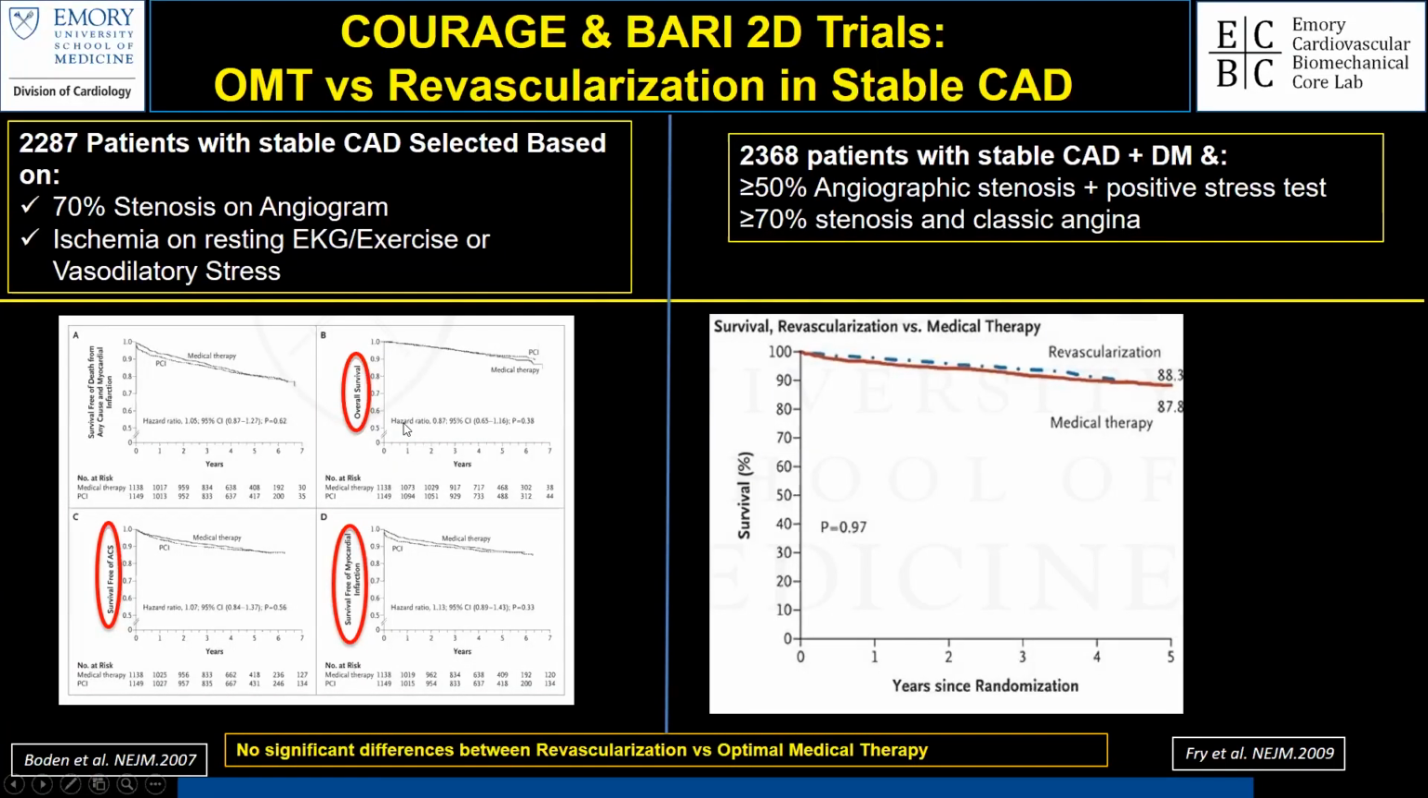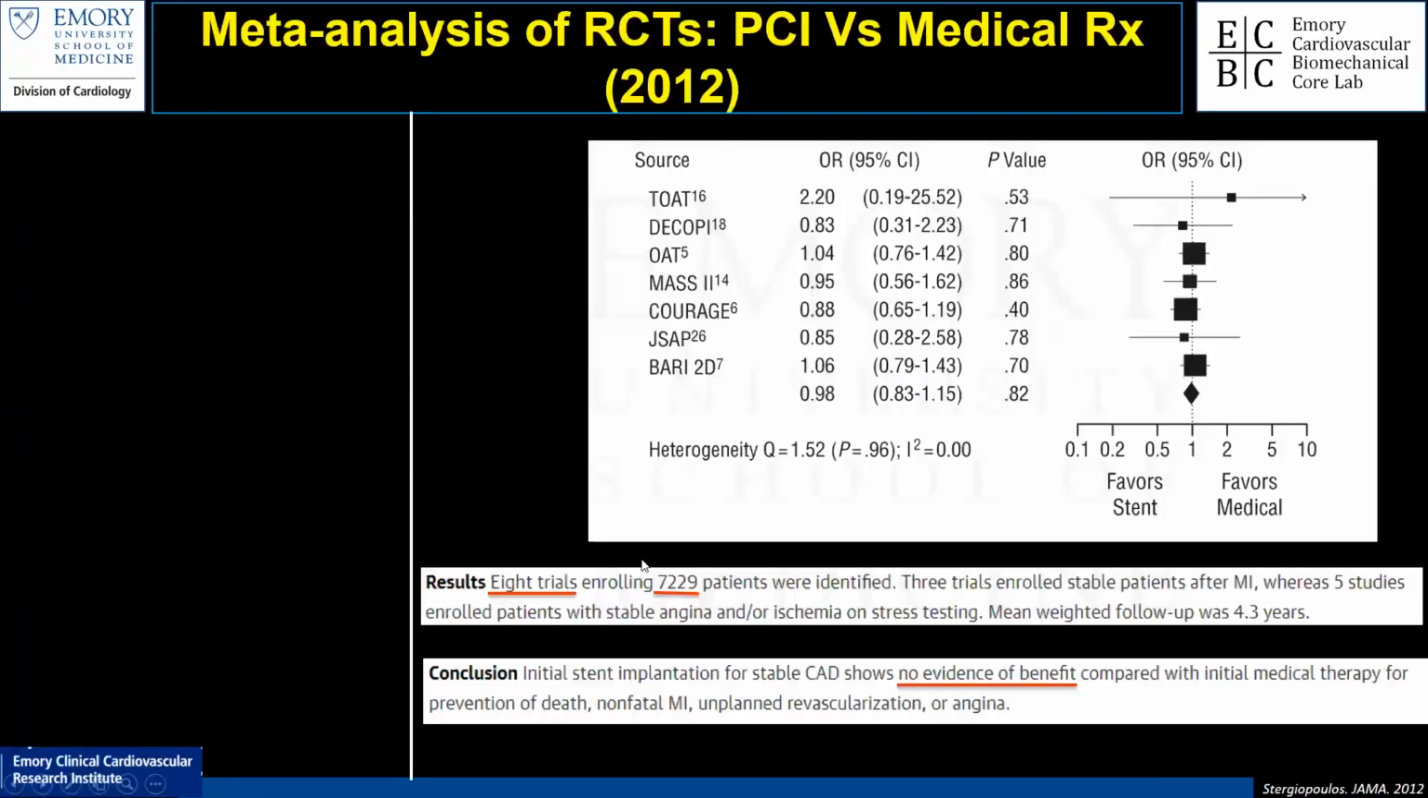So the COURAGE trial and the BARI 2D trials, along with several other stable CAD trials, recruited patients with chest pain who had angiographic stenosis and a positive stress test. Yet both trials failed to demonstrate the benefits of revascularization in these patients over optimal medical therapy. So a meta-analysis was done in 2012 with over 7,000 patients, which confirmed that in multiple stable CAD trials, revascularization did not lead to a significant improvement in cardiac outcomes.